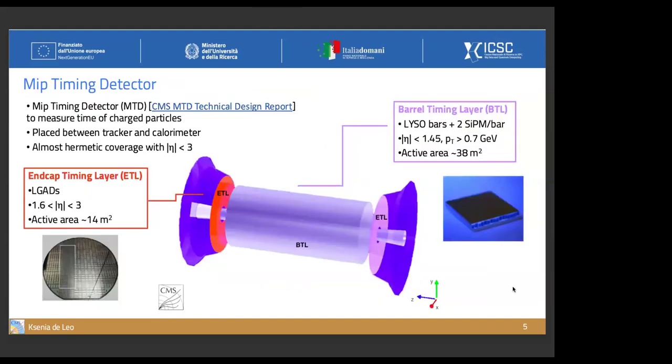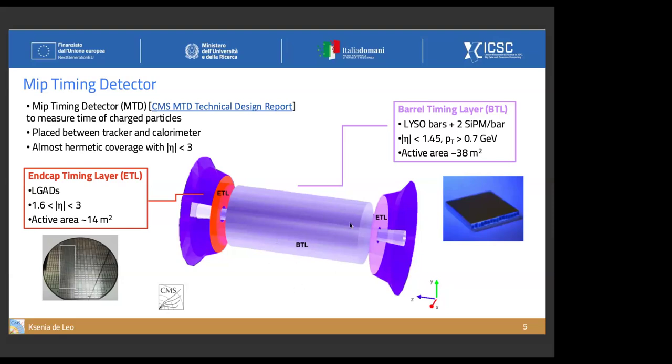So the detector that will provide the timing information is MTD, the MIP Timing Detector, which will be used to measure the time of charged particles. It will be placed between the tracker, the inner tracker, and the calorimeters, and it will have an almost hermetic coverage with eta values up to 3.